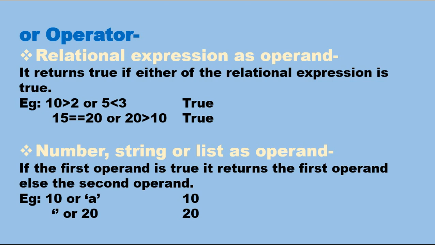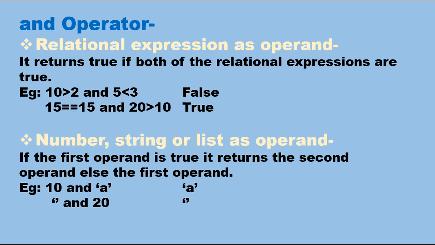So for example, I have written 10 or A. Now 10 is true. Since the first operand is true, it will return the answer as 10. In the next example, blank string or empty string or 20. Empty string is false, so it will return the second operand as an answer. That means it returns the answer as 20.